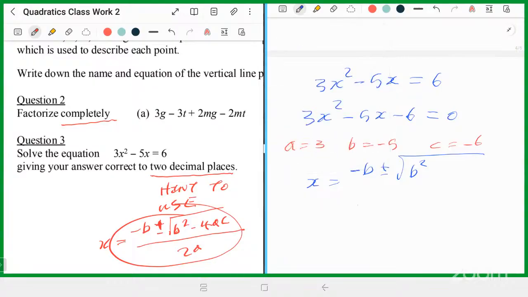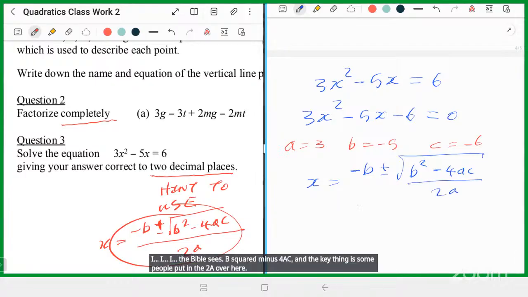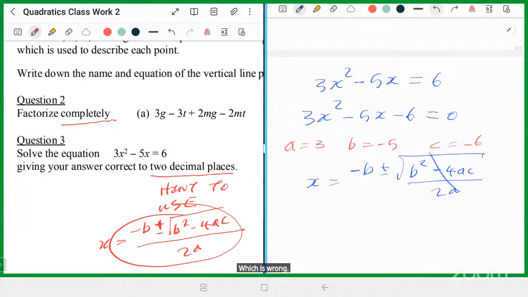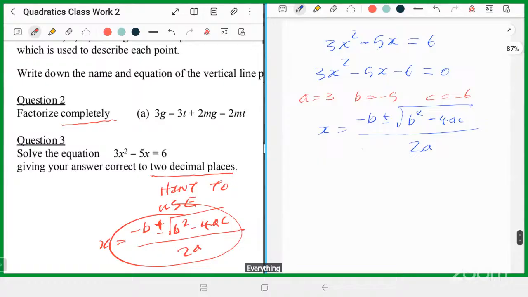And b squared minus 4ac. And the key thing is some people put in the 2a over here, which is wrong. Remember, everything must be over the 2a. Everything over the 2a. It's very important. Everything must be over the 2a in the formula.